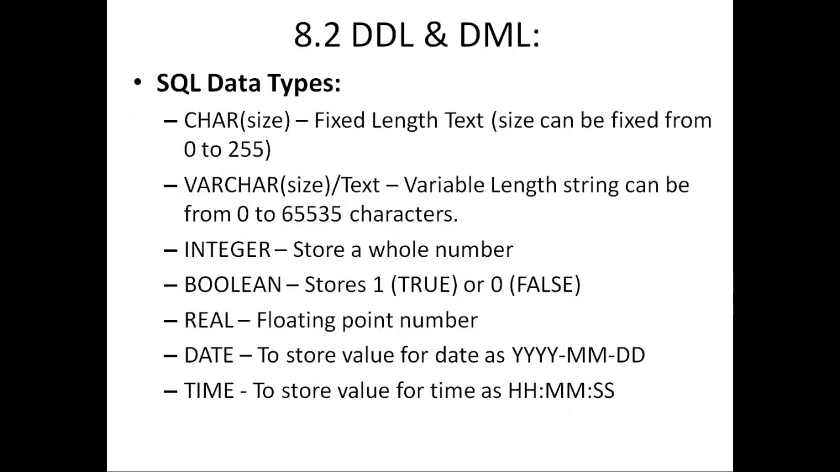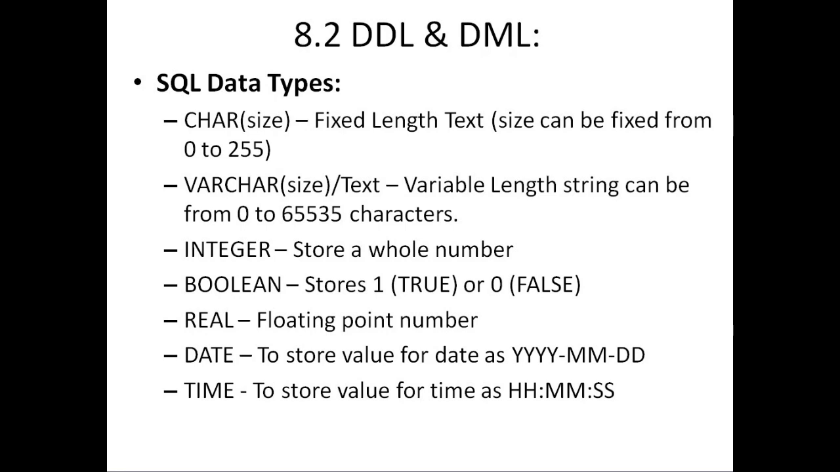SQL data types, these are the data types you're supposed to know in SQL for your AS level. First thing we have is char, or character, and then in the parenthesis we write the size. These are fixed length text, and size can be fixed from 0 to 255. Then we have the varchar. Again, you have to mention the size. This is text. Basically, variable length strings can be from 0 to 65,535 characters. Then we have integer that can store a whole number, which can be positive or negative.